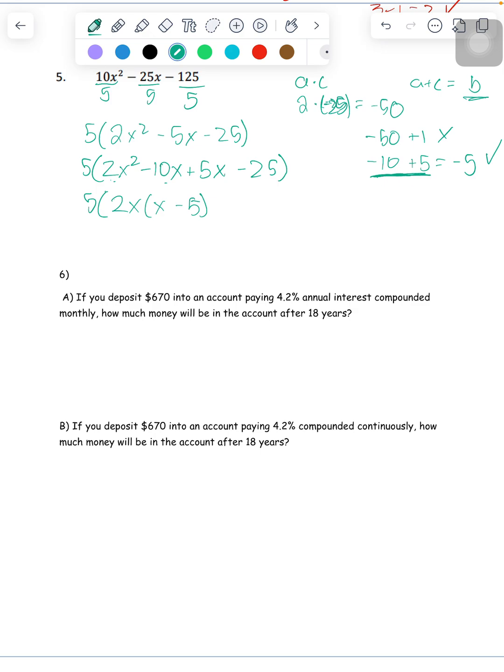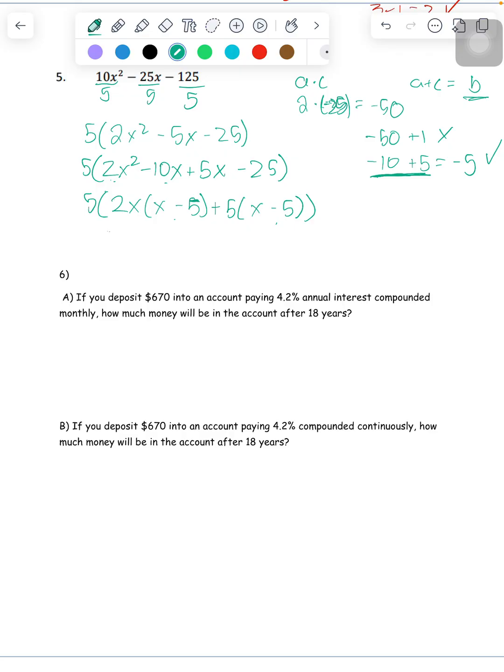Over here, what do 5x and negative 25 have in common? What can I factor out? They have 5 in common, so I can take out a 5. If I divide 5x by 5, I'm just going to have x remaining here, and then negative 25 divided by 5 is going to be negative 5. I see these insides match, so I'm on the right track. These factors match here.